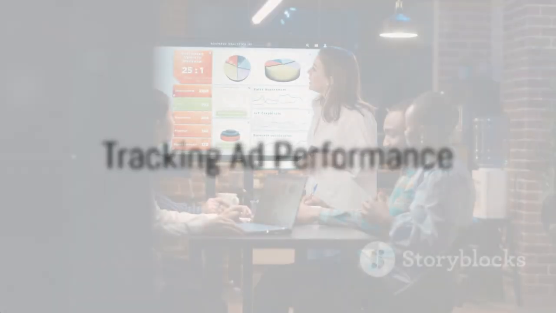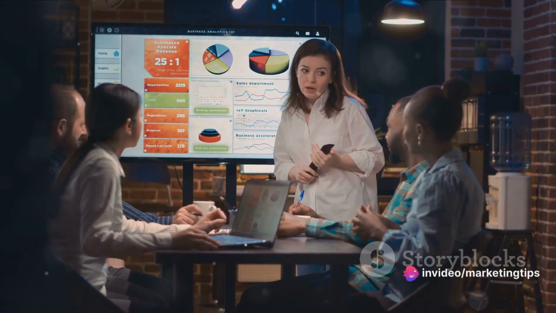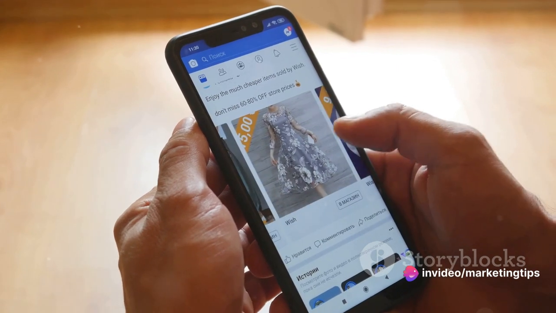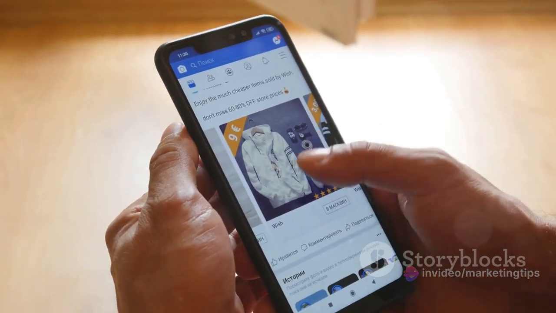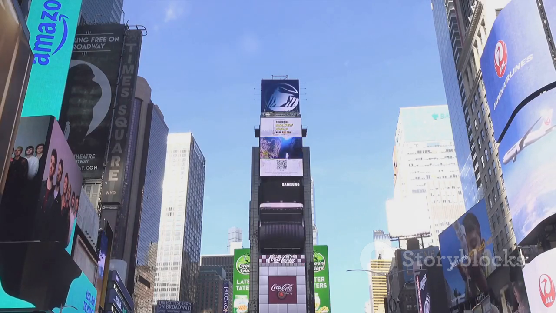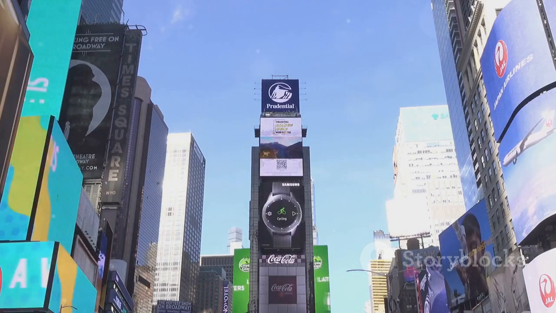Our final mistake is not tracking ad performance. If you don't measure your results, you won't know what's working and what's not. Use Facebook's built-in analytics tools to track and analyze your ad performance. This will help you make data-driven decisions and optimize your campaign for better results.